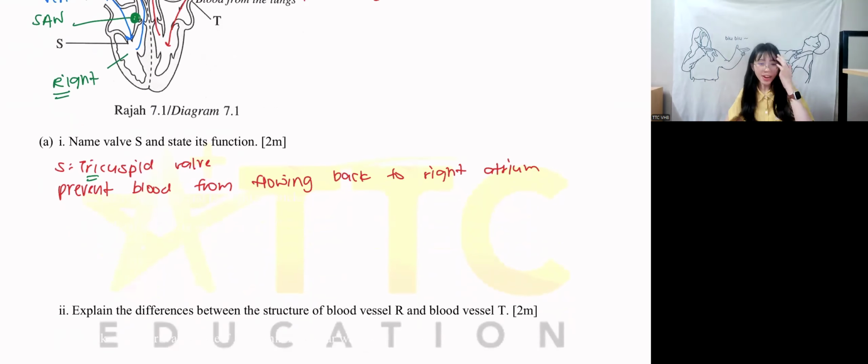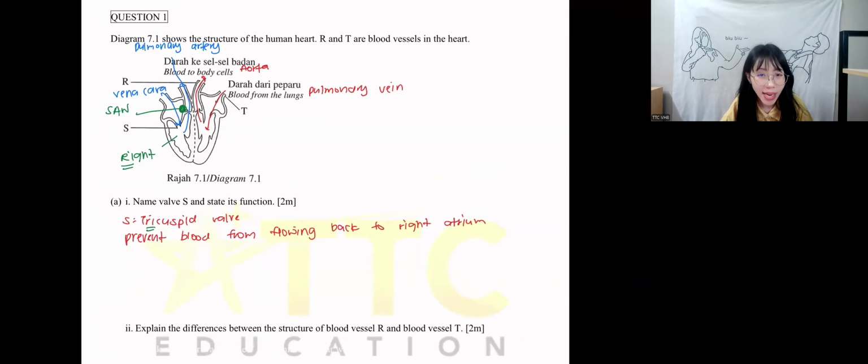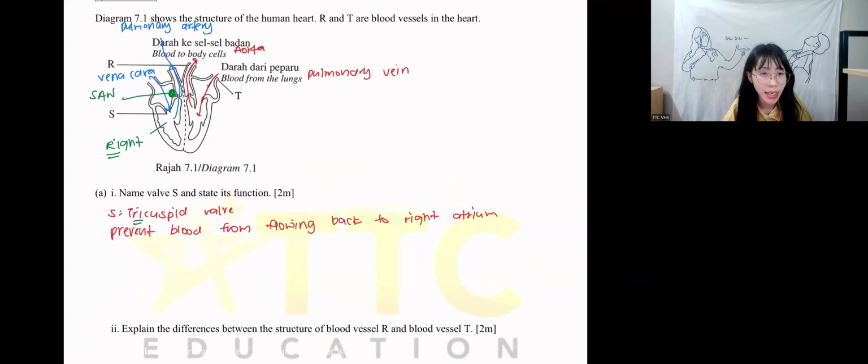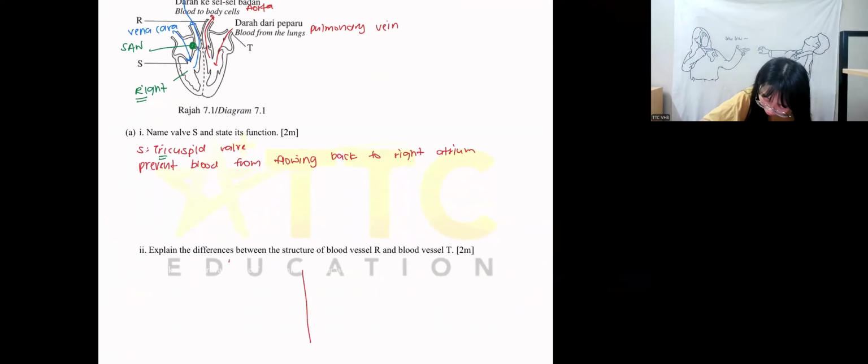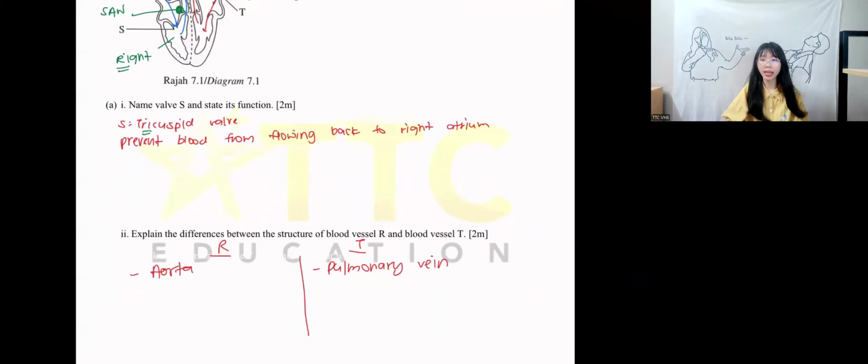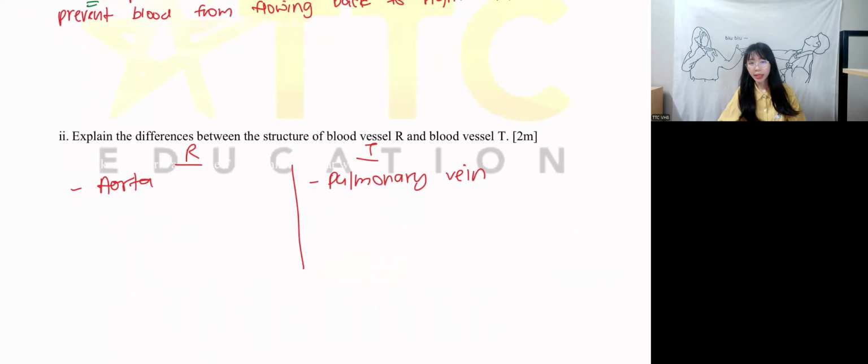Okay, next, explain the differences between the structure of blood vessel R and blood vessel T. Blood vessel R is vena cava? Then the other one is pulmonary vein. Can you draw it in a table, easier? R and T. R is called aorta. The labeling is aorta. T is called pulmonary vein. Okay, by writing this, you get marks also.